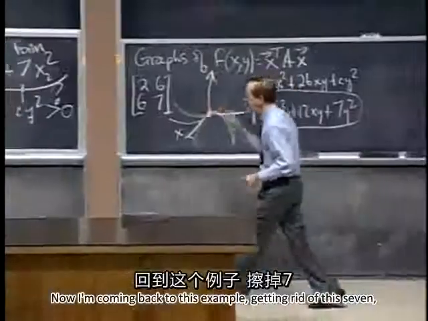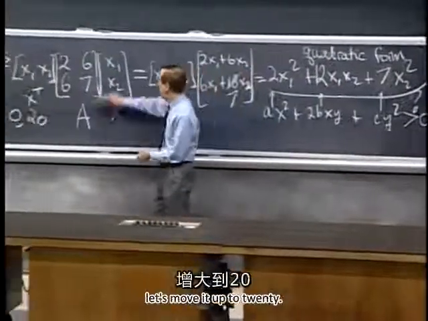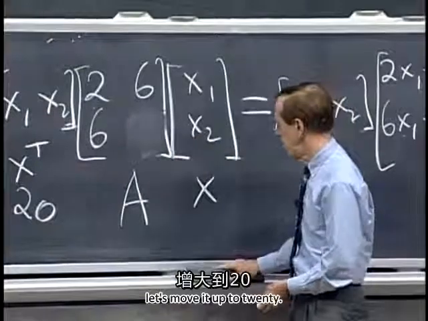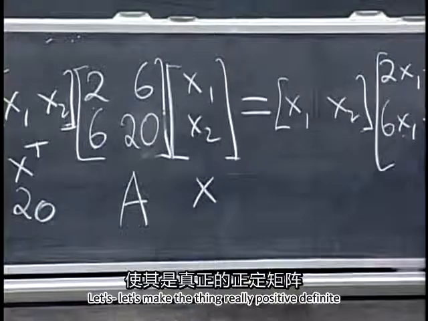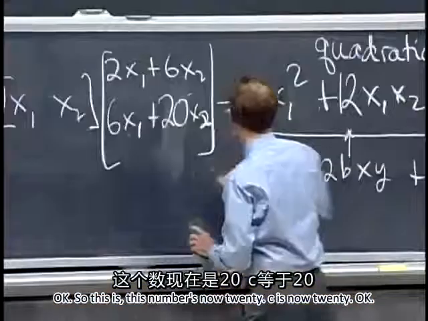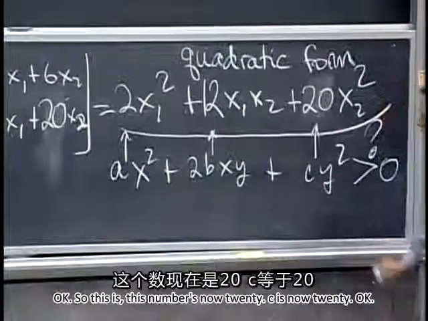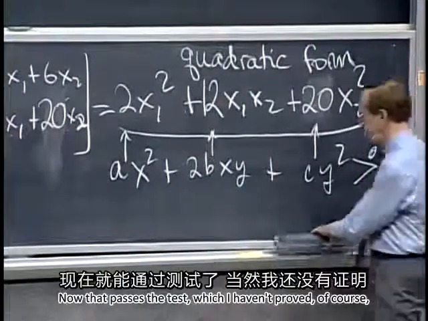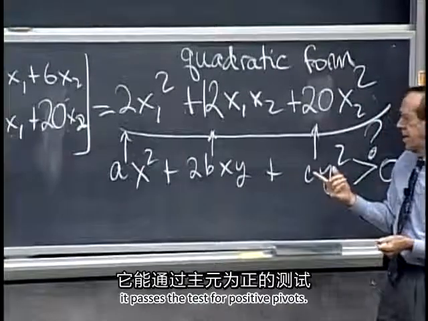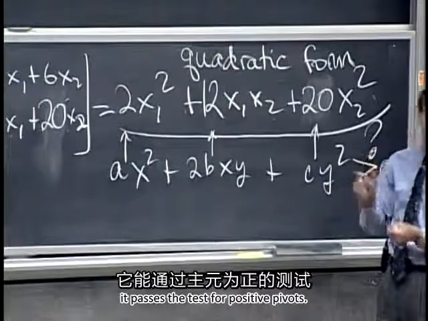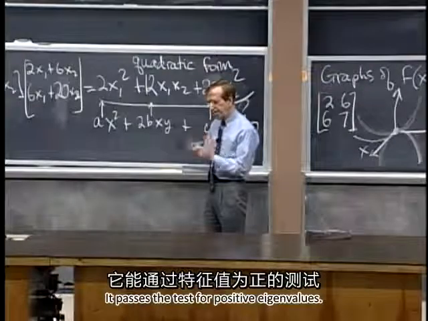Okay, now I'm coming back to this example. Getting rid of this 7, let's move it up to 20. Let's make the thing really positive definite. Okay. So this number is now 20. C is now 20. Okay. Now that passes the test, which I haven't proved, of course. It passes the test for positive pivots. It passes the test for positive eigenvalues.